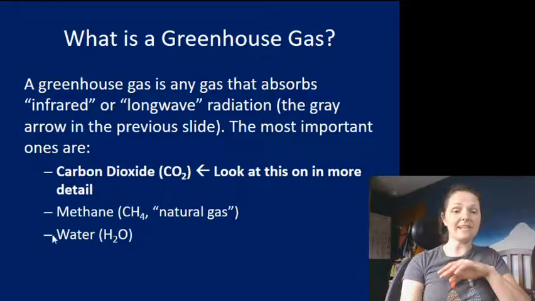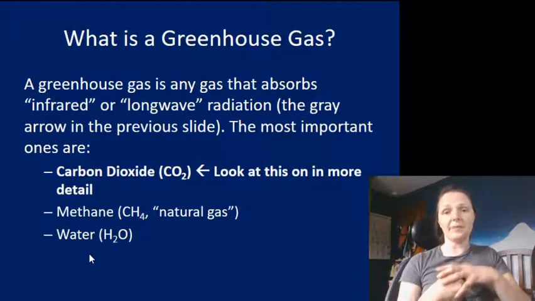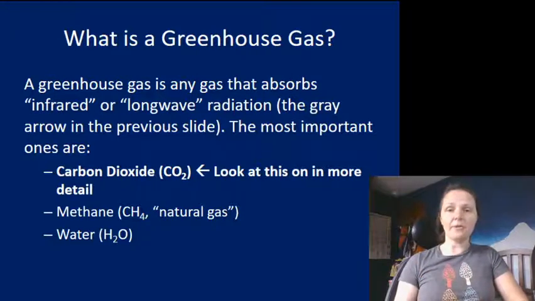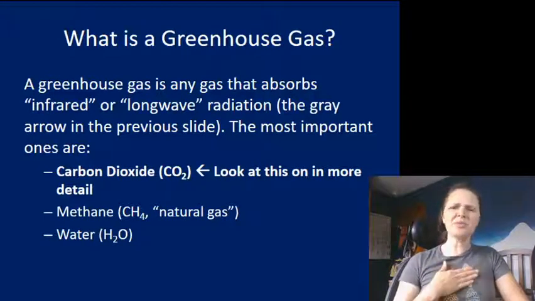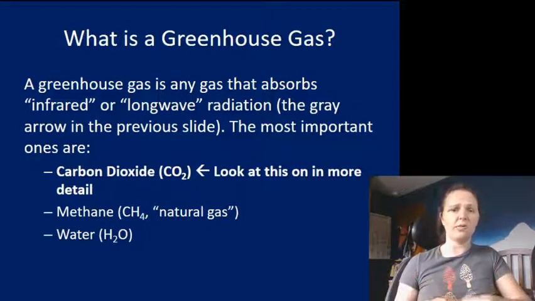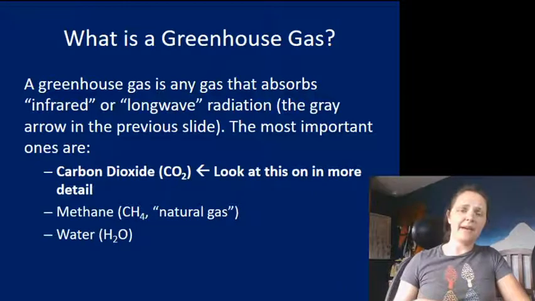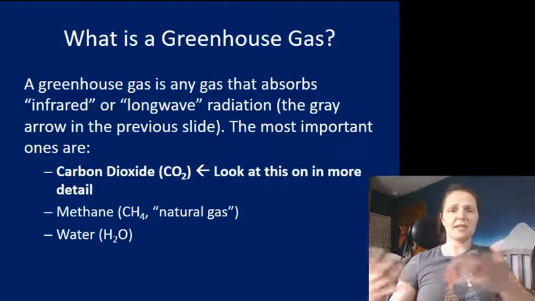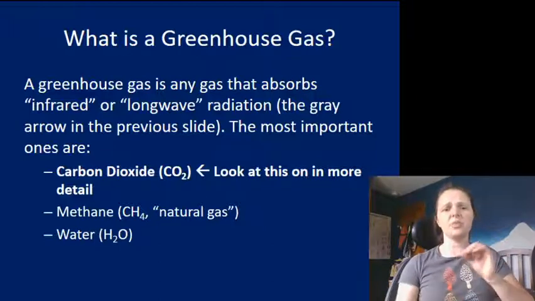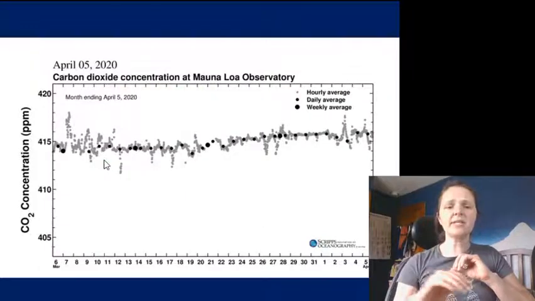Another important greenhouse gas is water. So water vapor in the atmosphere is a greenhouse gas. We don't worry about emissions of water vapor into the atmosphere because we don't really control how much water vapor is in the atmosphere. The humidity of the air depends on its temperature. So if we emit water vapor into the atmosphere, that's fine, but that's not what's going to control on a large scale how much water is in the atmosphere. So really, I want to focus in on carbon dioxide, okay? So let's talk about carbon dioxide.